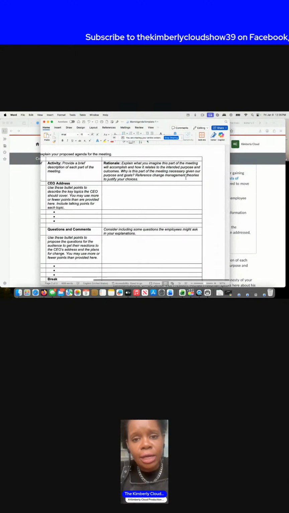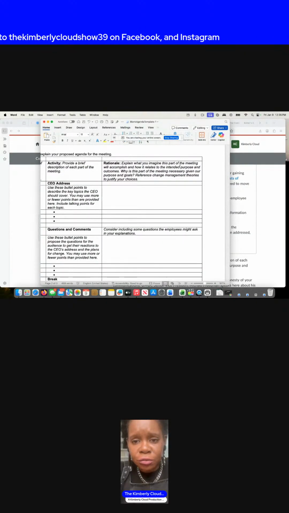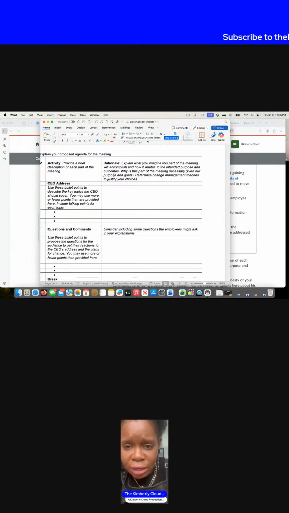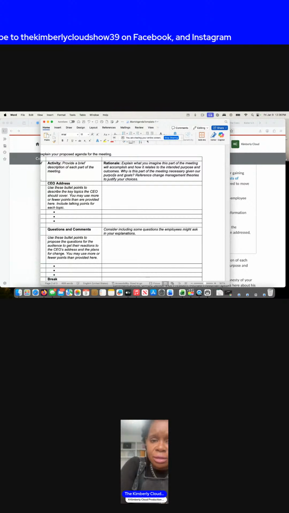Rationale. Explain what you imagine this part of the meeting will accomplish and how it relates to the intended purpose and outcomes. What is this part of the meeting, why is this part of the meeting necessary given our purpose and goals? Reference change management theories to justify choices.